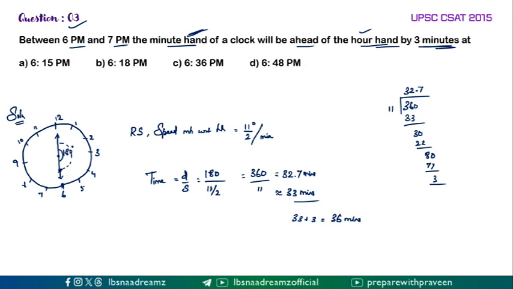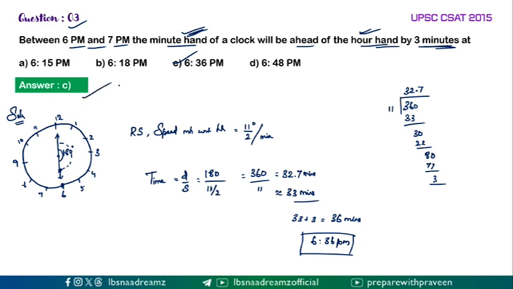So between 6 to 7. In the question they have given 6 to 7, right? So at 6:36 p.m. the minute hand will be ahead of the hour hand by 3 minutes. So option C is the right answer. Understood? So let us see the next example.